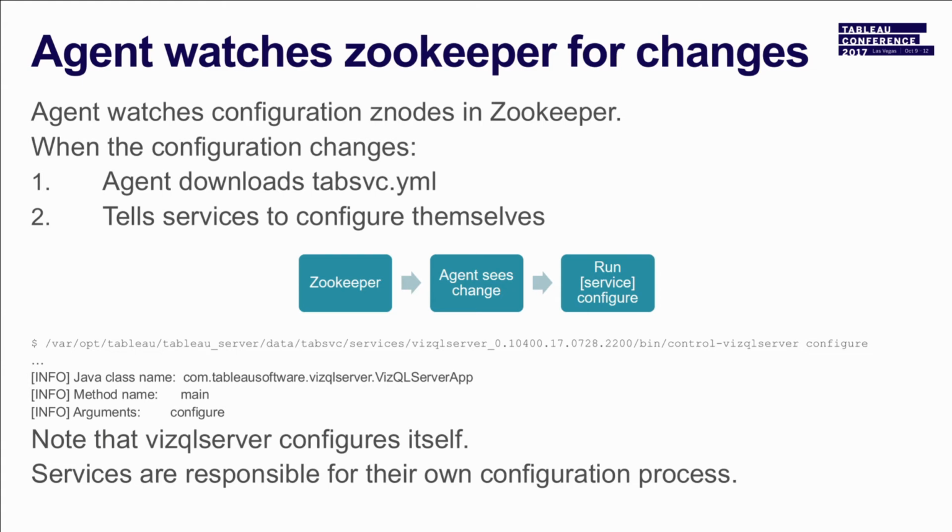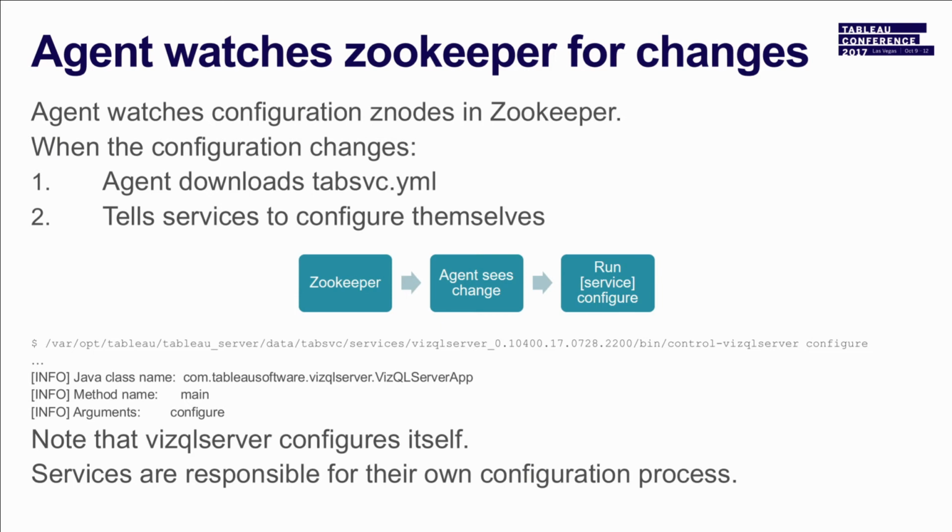So there's a change in Zookeeper, agent sees that change, and agent runs the service configure command. And here is what one of those service configure commands looks like. I realize this is tiny text, but our paths are all kind of long. And the thing I want to highlight here is that we tell the services to configure themselves.